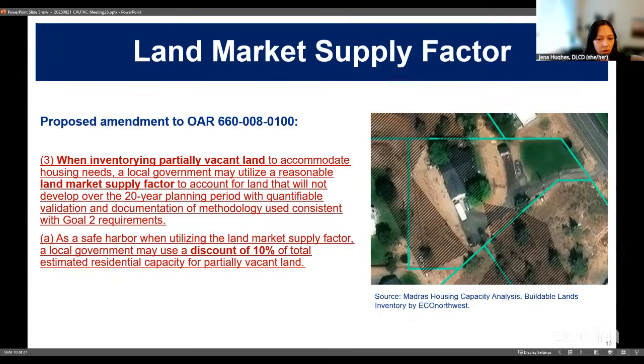And then the last piece I'll touch on before we pause for discussion is the land market supply factor, which serves as an additional option to the safe harbor to reduce assumed capacity of partially vacant land. This language on this slide isn't new to you all, but we have previously discussed some key policy choices in terms of how a land market supply factor should be applied, whether the safe harbor should be increased above 10%. So just highlighting again here in case there are any additional perspectives that we hadn't heard yet. And with that, I think I can hand it back to Steve for discussion.